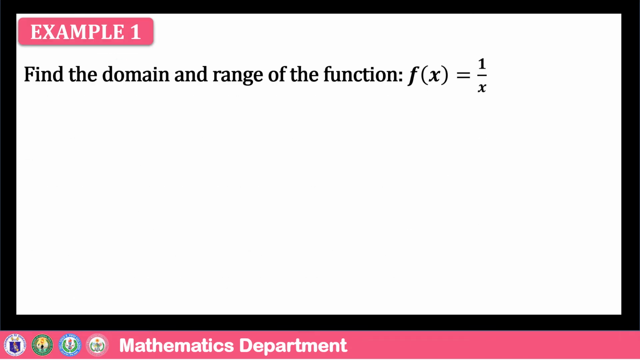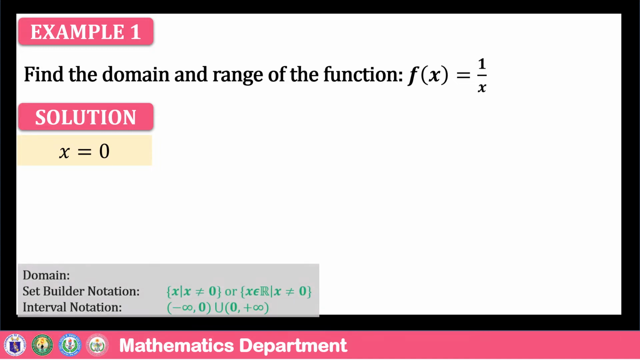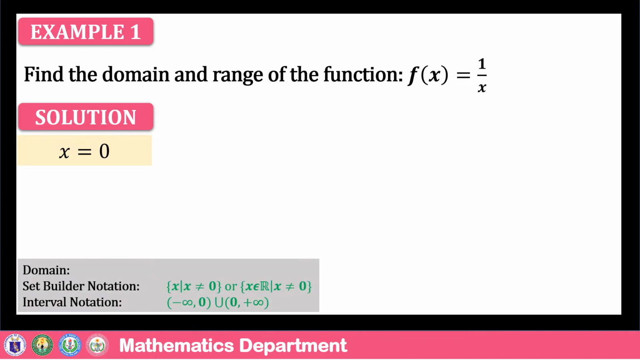For our first example, find the domain and range of the function f of x is equal to 1 over x. Sa pagkuha natin ng domain ng ating rational function, lagi lang nating tatandaan na yung ating denominator ay i-equate natin sa 0. So with that, magkakaroon tayo ngayon ng x is equal to 0. At ang magiging domain natin dito is the set of all x such that x is not equal to 0.